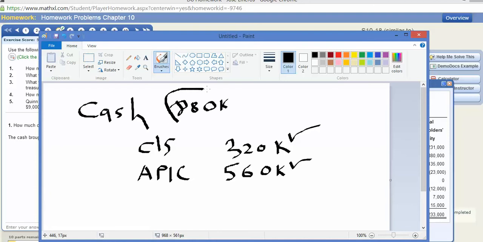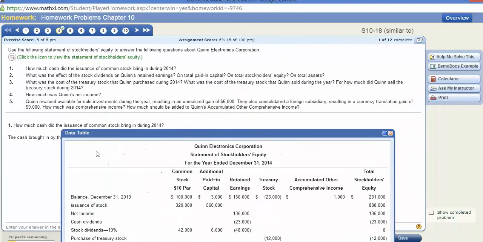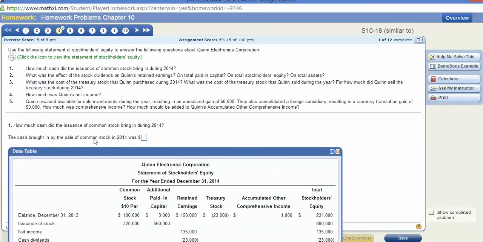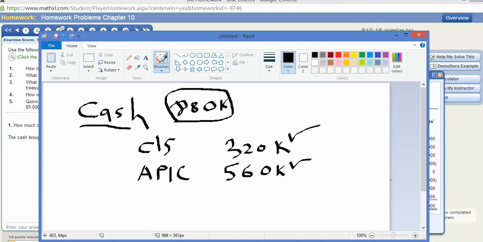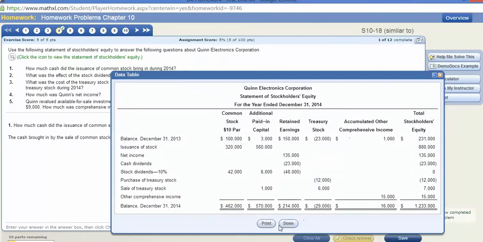And now it becomes very evident once you can see the cash account, right? Because that's what it's asking you for: cash brought in by the sale of common stock. Well, once you see the entry here, you can clearly see that it's 880,000, which is the sum of common stock and additional paid-in capital. Remember, additional paid-in capital is just the difference, the plug between the cash you got and par value times the number of shares issued. So this is 880.